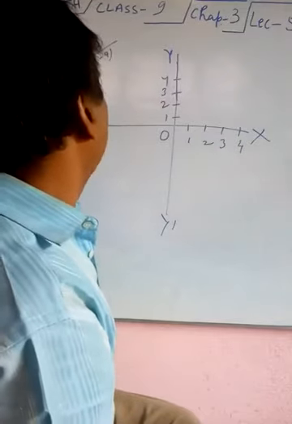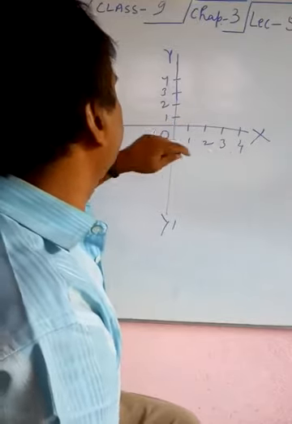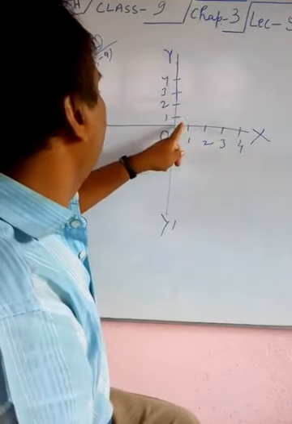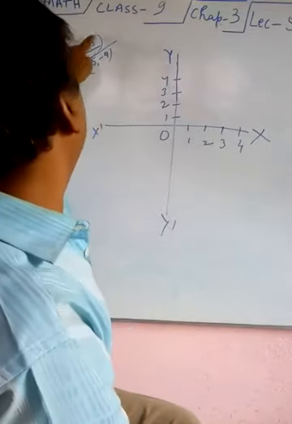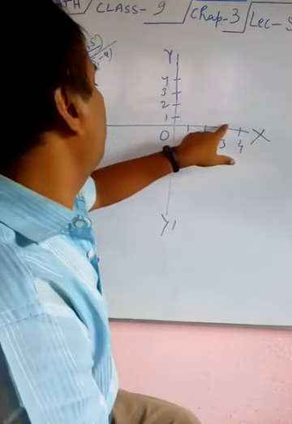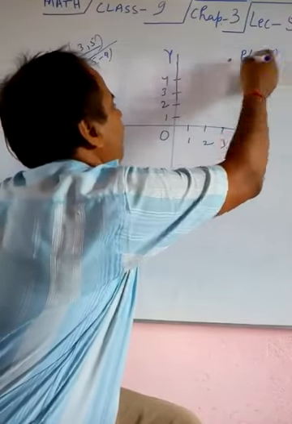So now the x-coordinate is 3 on the x-axis. You have to go to the point 3: 1, 2, 3 here. Here the point is there. Now the y-coordinate is 5, so you have to go upward from here: 1, then 2, then 3, then 4, then 5. Here this point P is there, (3, 5).